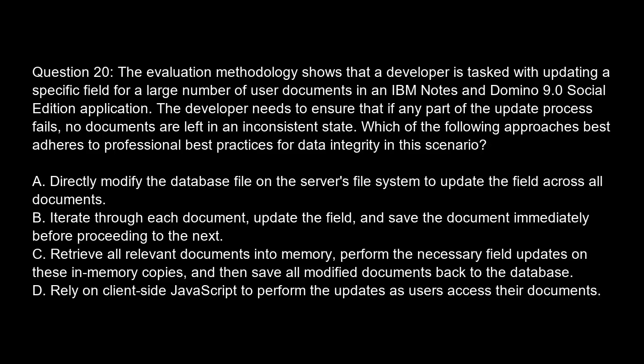Option A. Directly modify the database file on the server's file system to update the field across all documents. Option B. Iterate through each document, update the field, and save the document immediately before proceeding to the next. Option C. Retrieve all relevant documents into memory, perform the necessary field updates on these in-memory copies, and then save all modified documents back to the database. Option D. Rely on client-side JavaScript to perform the updates as users access their documents.